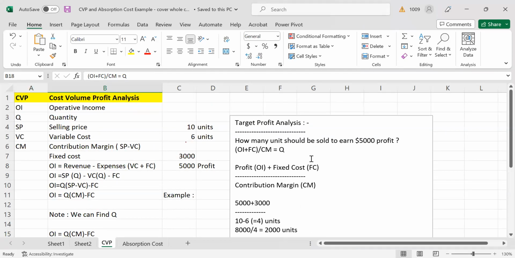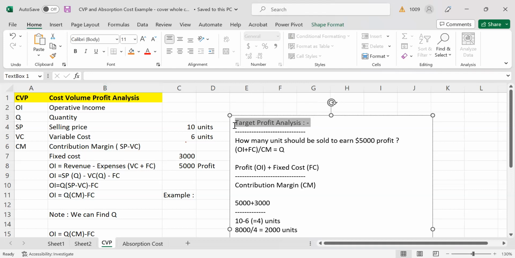Okay, so now we want to know something, for example, target profit analysis. This is the one we want to know. If we want to earn $5,000 profit, maybe in a month or in a quarter, how will we be able to know how many units are required to be sold? This is the formula in front of us. This much quantity is required so that we can earn the profit.